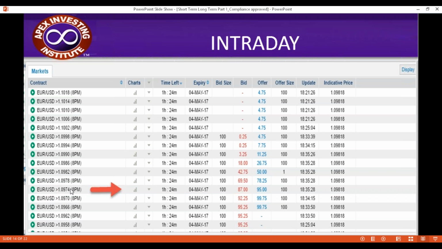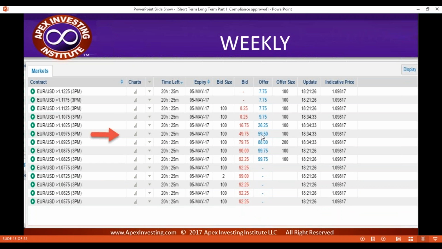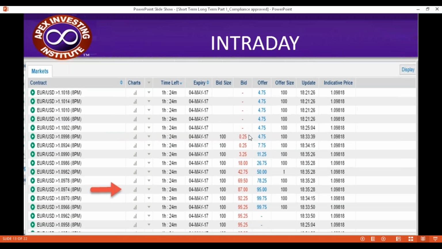Look at this strike, 975. Look at this strike, 974. Very close, right? One little measly pip off. But these screenshots were taken at the same exact time, by the way. This one only has an hour and 24 minutes to expiration. This one, 20 hours. 975 compared to 974, basically the same strike, right? I can buy for 59, sell for 49 with 20 hours to go.